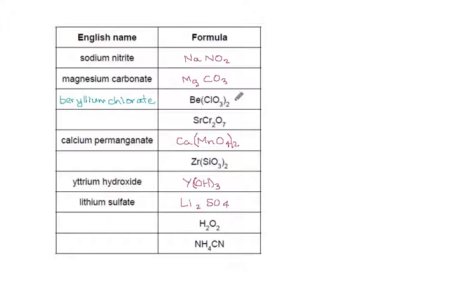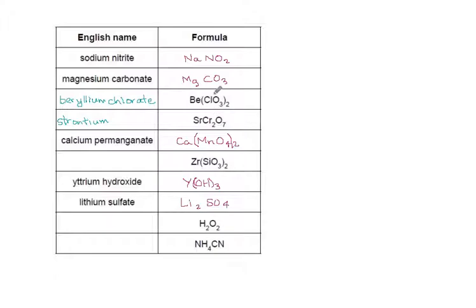It doesn't matter that there are 2 chlorates. It doesn't matter what the charges are on either of them. You just write beryllium chlorate and you're done. For this, Sr is the element strontium. I say strontium, I've heard strontium too. Honestly, not sure which one is more correct.